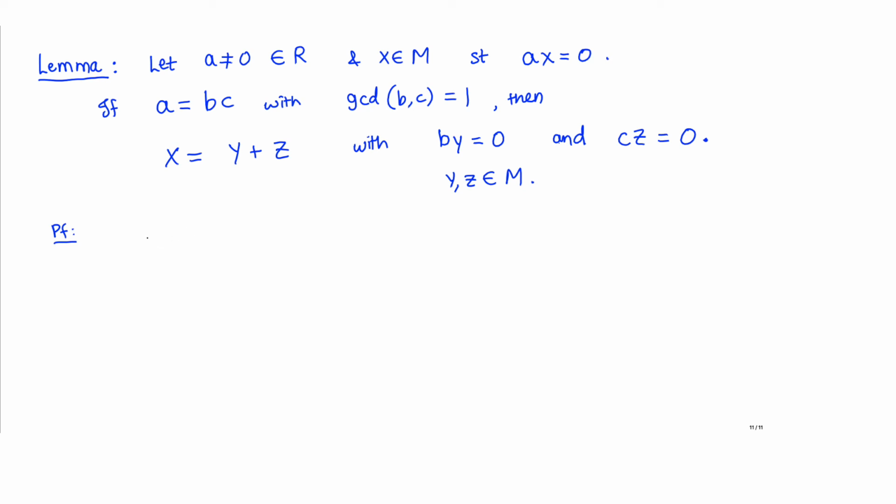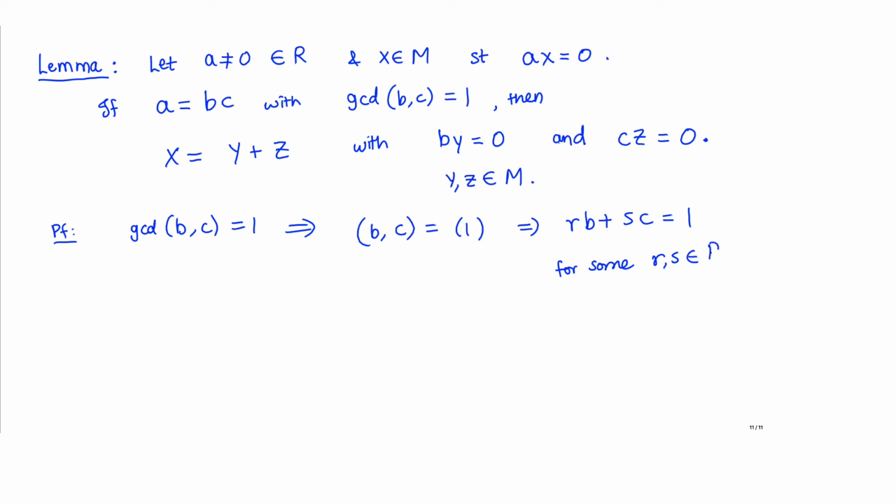So observe that since A can be written as BC with B and C relatively prime, all this is under the same assumption as my theorem that R is a PID. So observe as before, GCD of B and C is 1 means that the ideal generated by B and C is the whole ring, which implies in particular that I can write 1 as a linear combination RB plus SC, for some R and S belonging to the ring R. Okay. So this is the important property that we keep using.